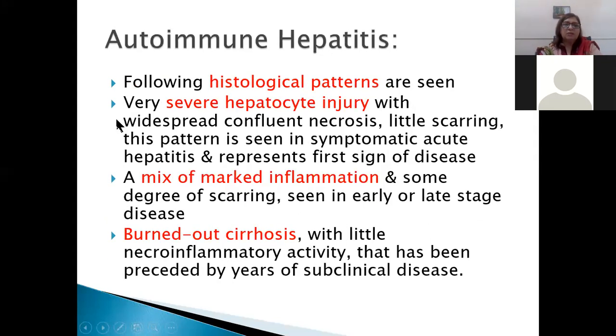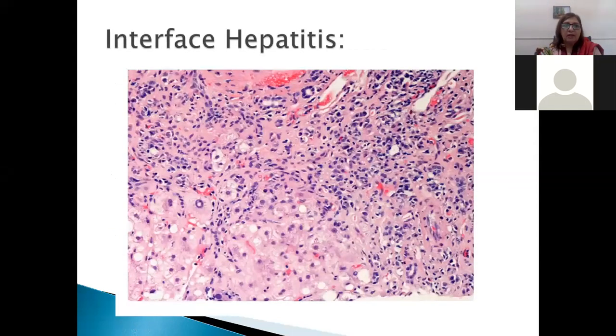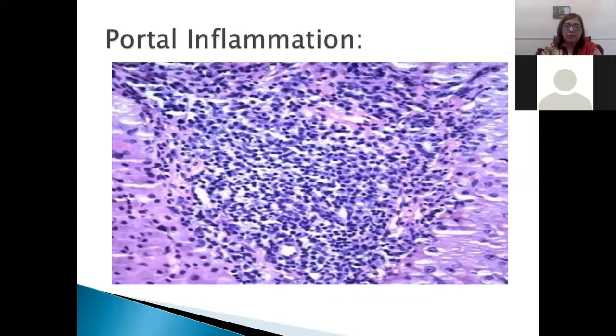In severe hepatitis, there is going to be injury of the liver with acute hepatitis, or a mix of marked inflammation and some degree of scarring, or the patient can present with burned out cirrhosis in which the patient did not know that he or she was suffering from autoimmune hepatitis, but comes out with a subclinical disease which can lead to cirrhosis. Okay, these were the photomicrographs I showed: the interface hepatitis, and this is inflammation in the portal areas.